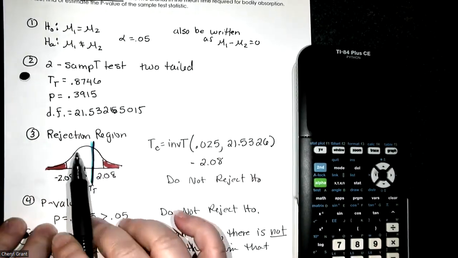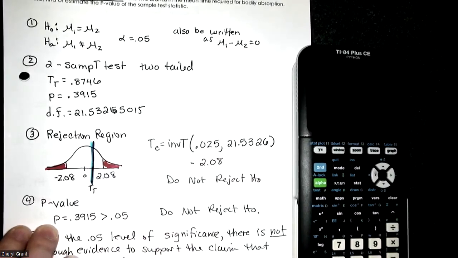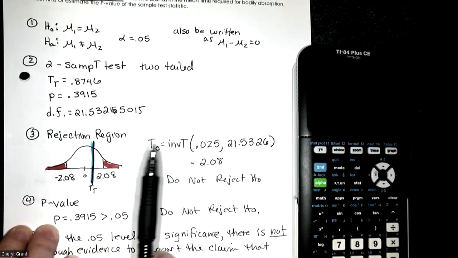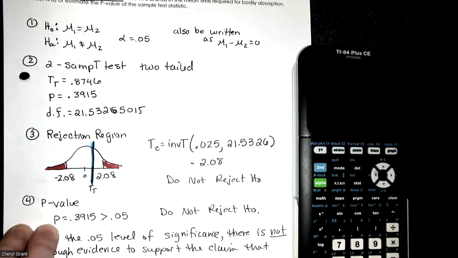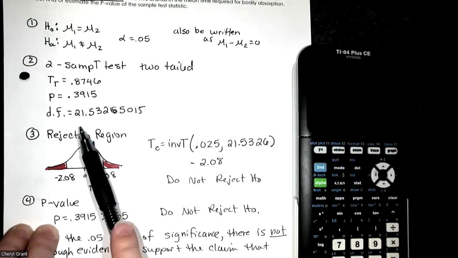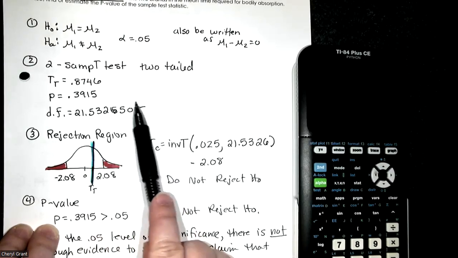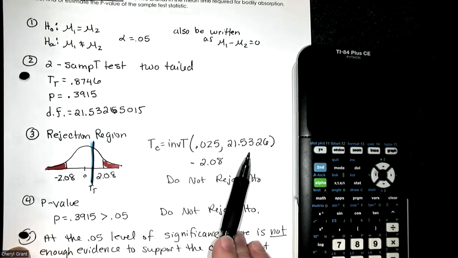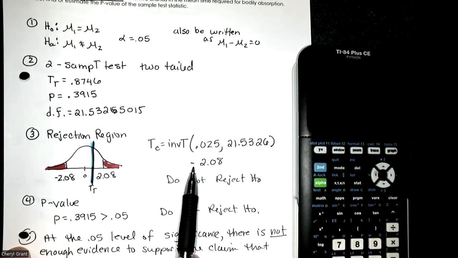Okay, now for the rejection regions, same concept. We're gonna find our critical value. We're gonna do inverse T because we're doing student T distribution. And then we're just gonna use the degrees of freedom that it gives us here from the calculator, so we don't have to use that nasty formula. When you put that in on your calculator, you're gonna get negative 2.08.